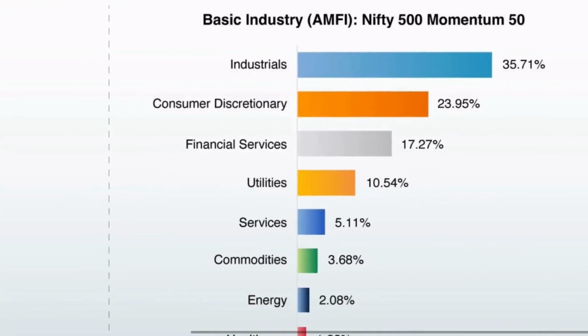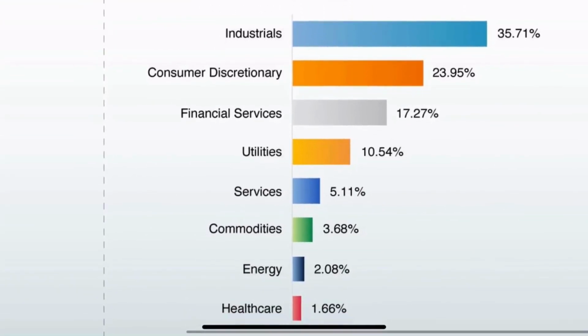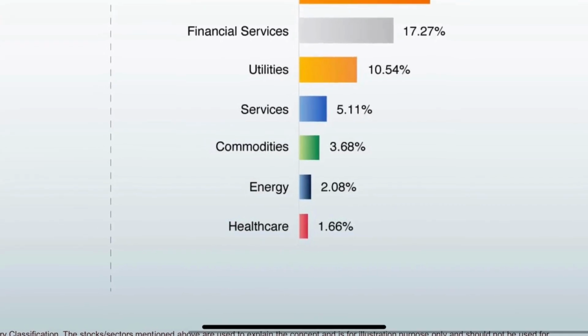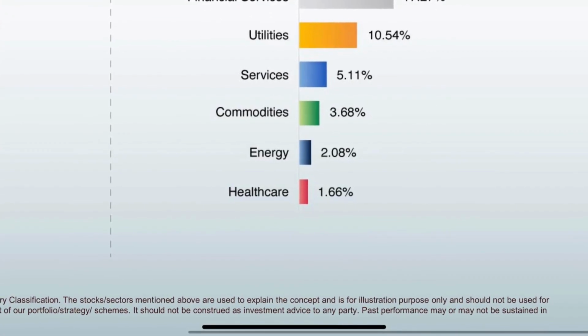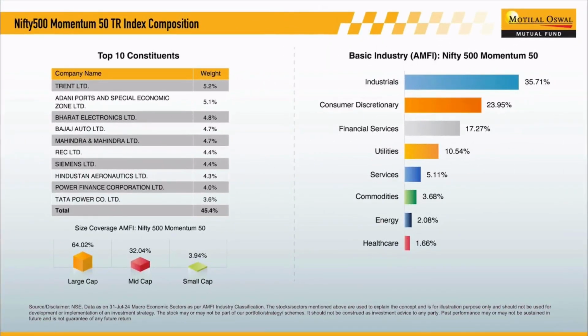So here sectoral exposure is given. Industrials is the top holding as of now, and 35.71% is the allocation to industrials. Consumer discretionary has 24% exposure, while financial services has 18% exposure. Utilities 11% almost, services 5%, commodities 3%, energy and healthcare. Healthcare has the lowest exposure in this fund as of now, which means there is less momentum, but there is momentum in this. Few stocks have momentum in the healthcare segment. So this is the portfolio of Nifty 500 Momentum 50 Total Return Index.